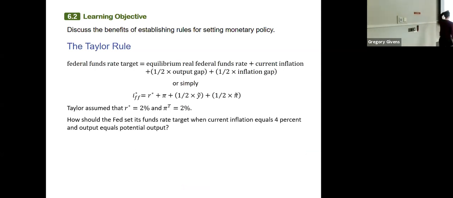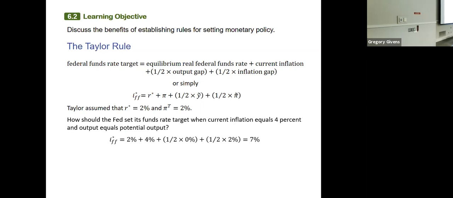How should the Fed set its funds rate target if current inflation is 4% and output is equal to potential? As long as you know what the Taylor rule says, you can literally plug these numbers into the right-hand side of the equation and figure this out.